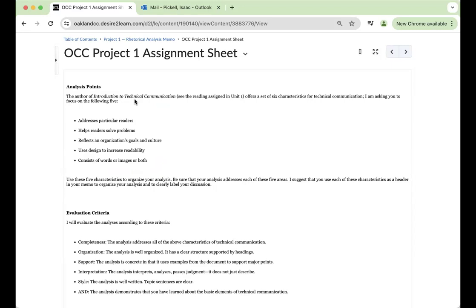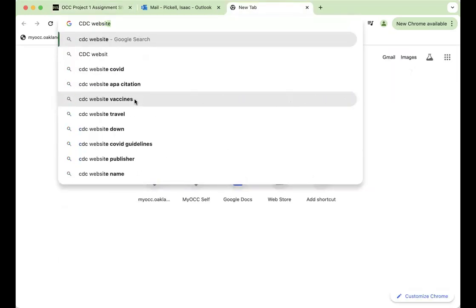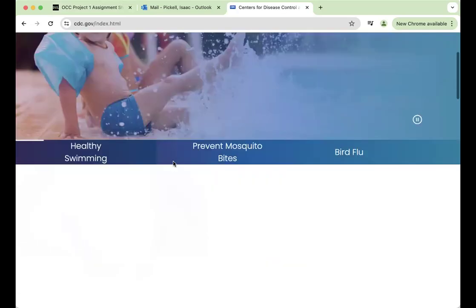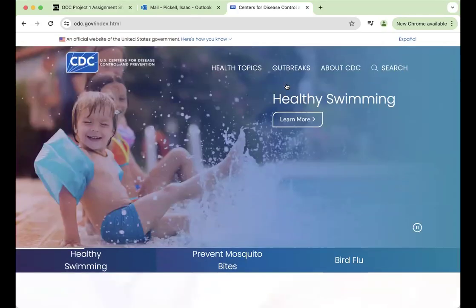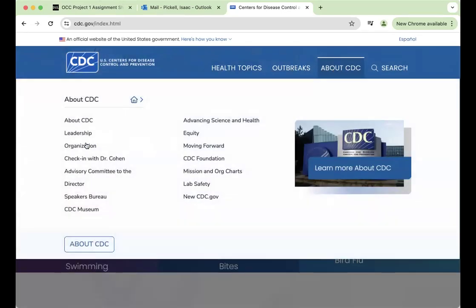For that first sample, the organization is the CDC. It says it right there. So in order to figure out what the goals and cultures are, you could go to the CDC website and look around this website for what the CDC cares about. Maybe you'd go to About CDC. You go for organization, equity, etc. Right? You're looking for information.